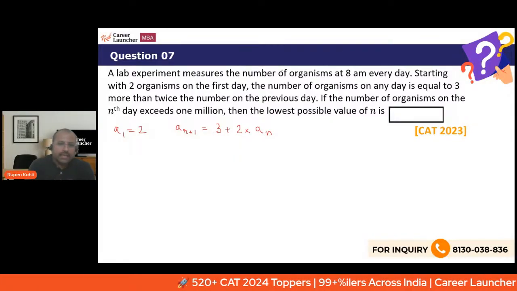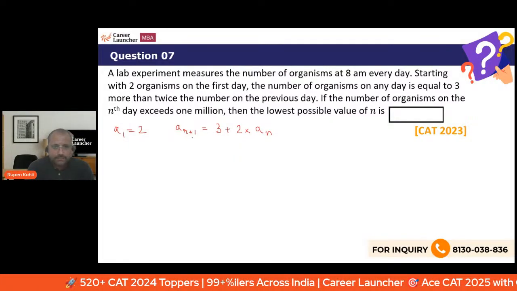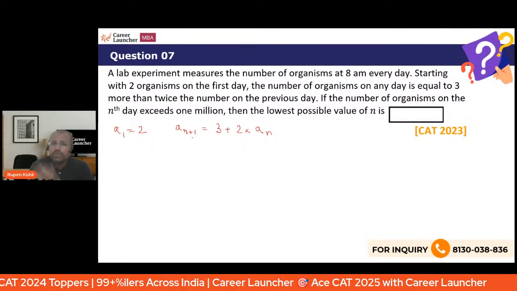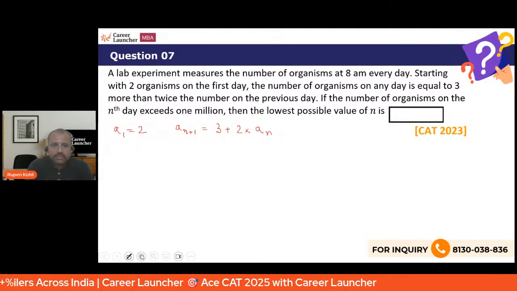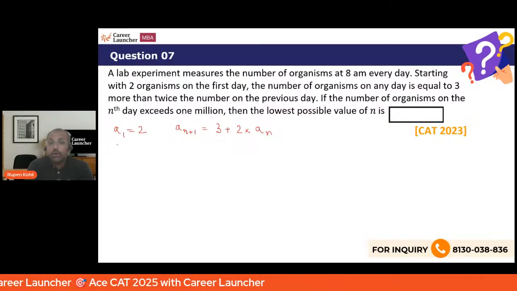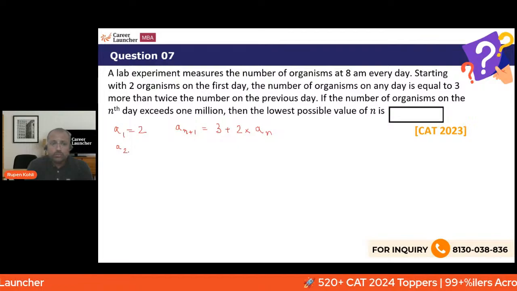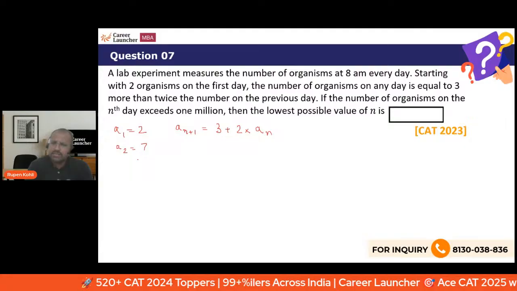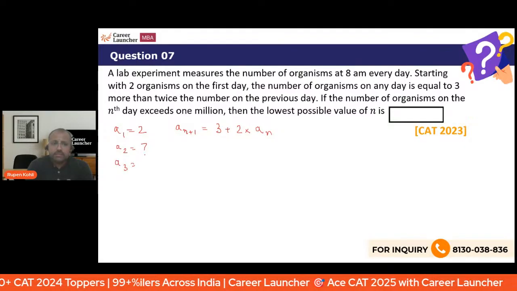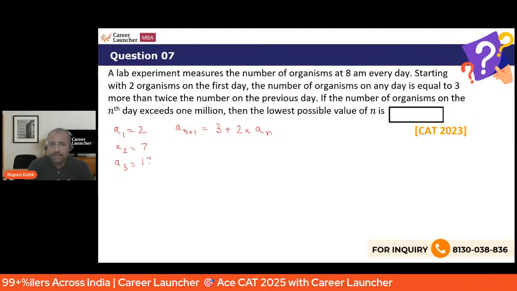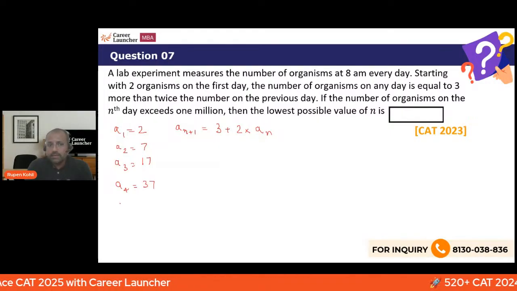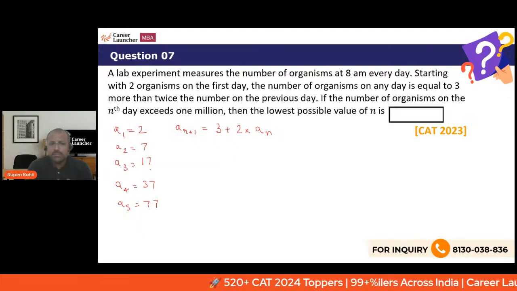Well, here is what needs to be done. We do need to write the first few terms. We do need to understand the pattern. But we'll not do this manually, obviously, but through some kind of equation and formula. What is going to be A2? 3 plus twice of 2. So 3 plus 4, 7. A3, 3 plus twice of 7, 14, plus 3, 17. A4, 3 plus twice of 17, 34 plus 3, 37. A5, 3 plus twice of 37, 74, 74 plus 3, 77. You can see a pattern has started to emerge.